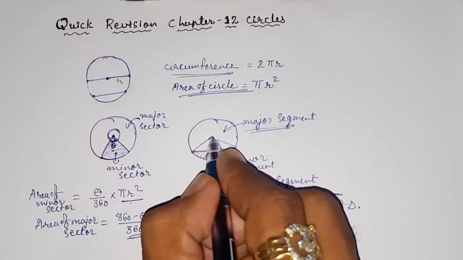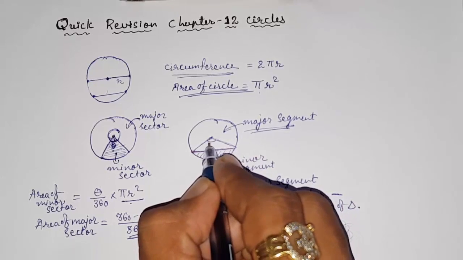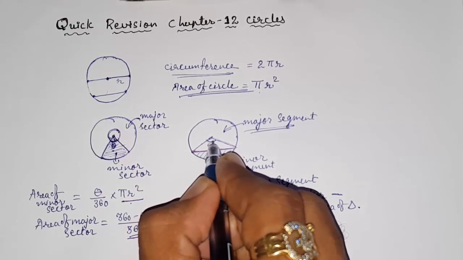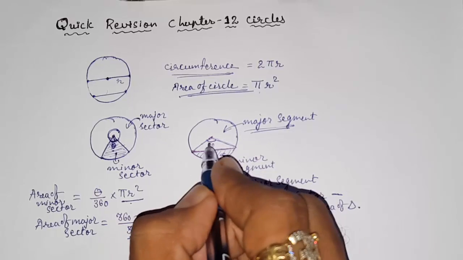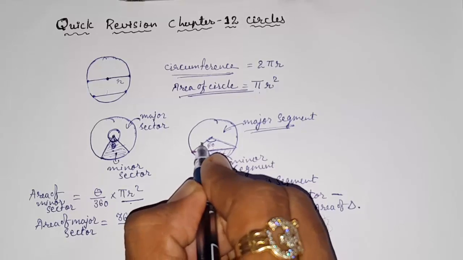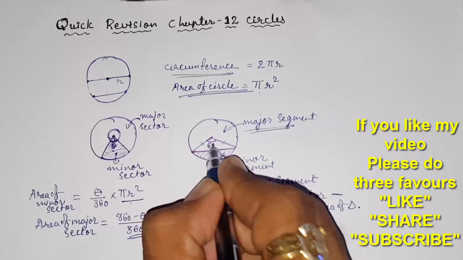Now one more thing I want to tell you here: they will only give you three conditions. Either they will give you 60 degrees, or 90 degrees, or 120 degrees. In 10th standard they are going to give you these three things only. When it is 60 degrees, you will get this triangle as an equilateral triangle.